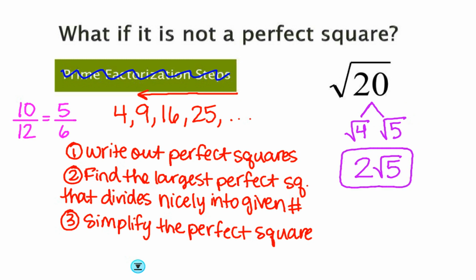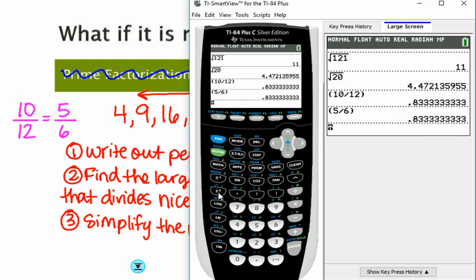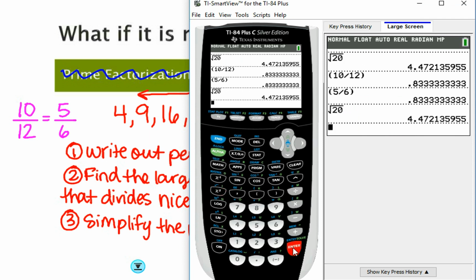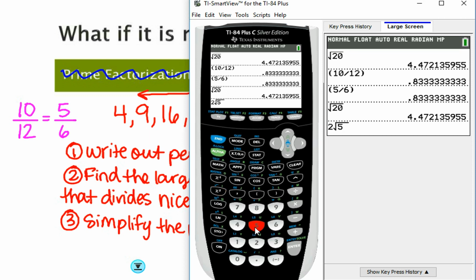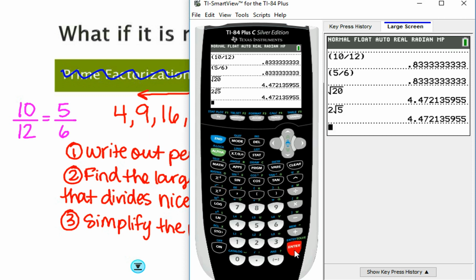Okay, so again in your calculator, let's look at the square root of 20. And let's look at what I simplified it to, 2 times the square root of 5. And you'll see we have the same decimal values, just like how we explained earlier with those fractions. So this is a good way to check yourself in your last step to make sure that your two numbers are still equivalent to each other, even though they look different.